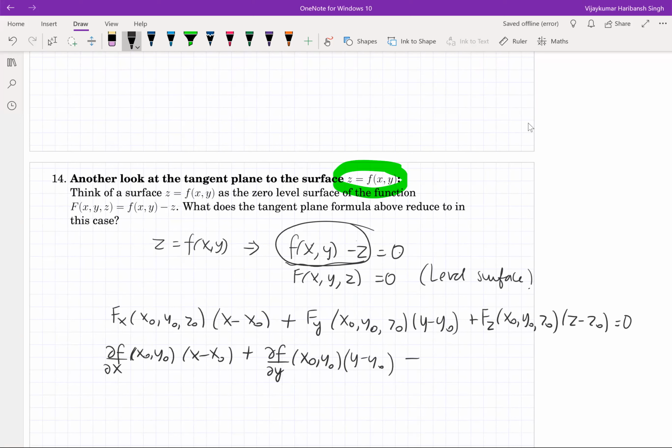And then what do we get here? Plus fz. Fz is going to be what? The derivative of this with respect to z is going to be simply minus 1. So this becomes minus 1 times z minus z naught equals to 0. If you bring this on the other side, you get your usual tangent plane for the z equals to f of xy. So you see, these two definitions are actually the same definitions in disguise.